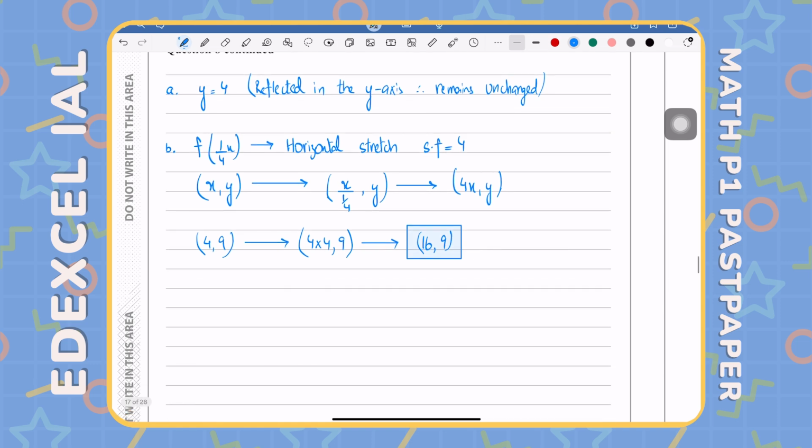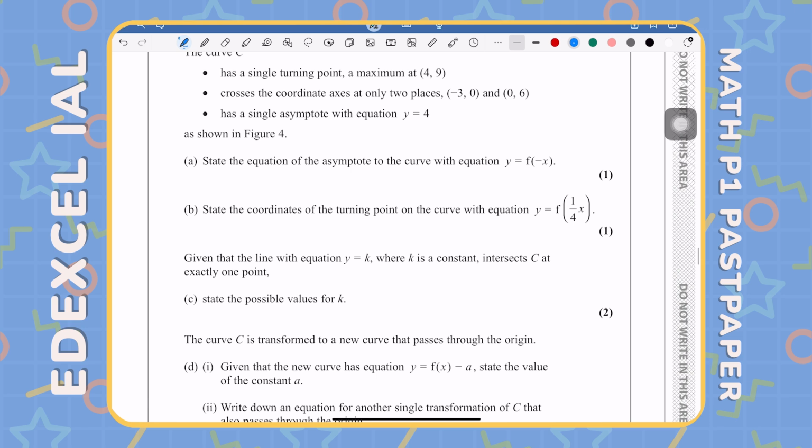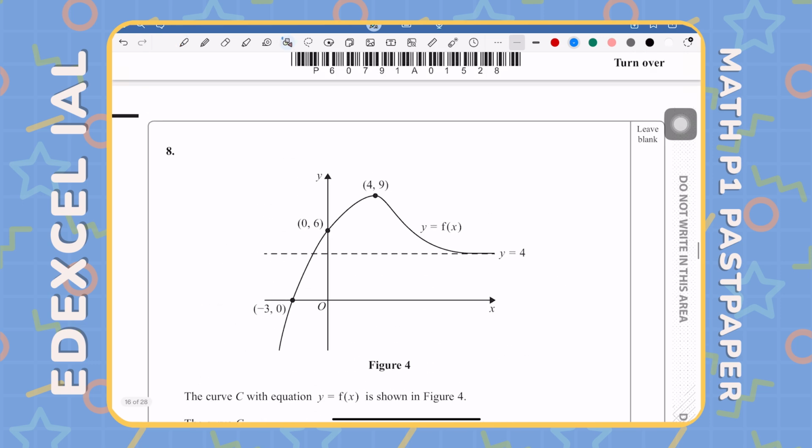Now let's have a look at part C. Part C says, given that the line with equation y equals k, where k is a constant, intersects the curve at exactly one point, state the possible values of k. So we're most likely looking for a range of values. y equals k is a horizontal line, and we have to make sure that it intersects the curve at only one point.